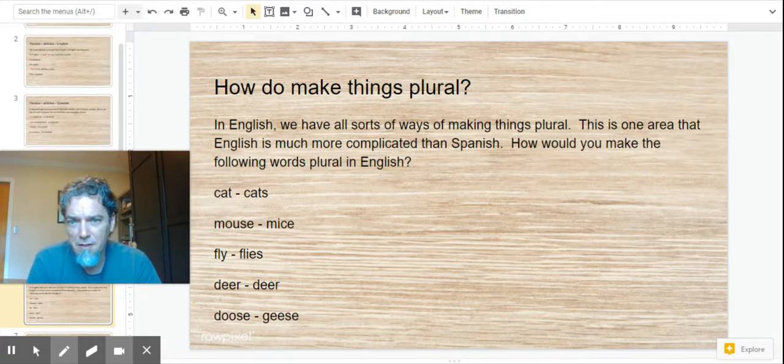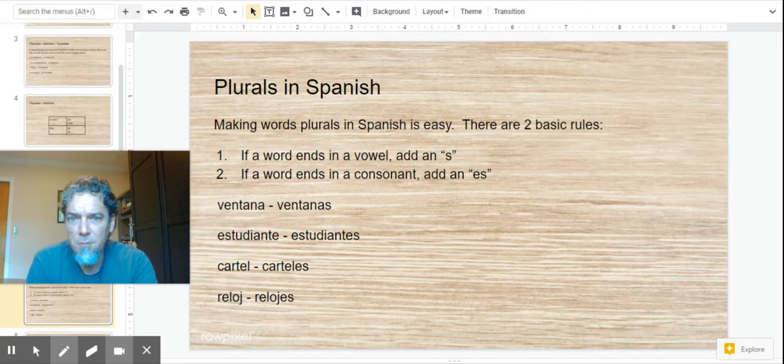So our rules for making words plural in English are crazy. This is one of those areas where Spanish is easier. In Spanish, we basically have two rules. If the word ends with a vowel, you just add an S. So ventana becomes ventanas. Estudiante ends with an E. Just add an S. Estudiantes. Simple. If the word ends with a consonant, you add ES.